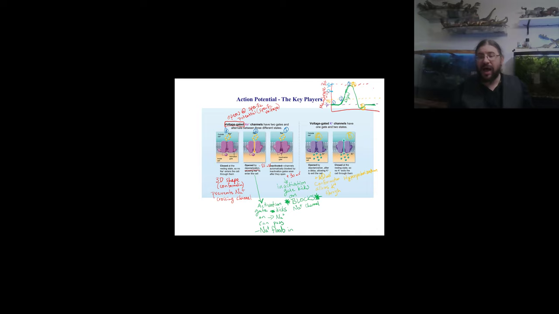So right around and just past the resting potential, they close. Right, so the conformation prevents potassium through. Hyperpolarization, right, is this little phase. Yellow might not have been the best decision, but right there. That's hyperpolarization.